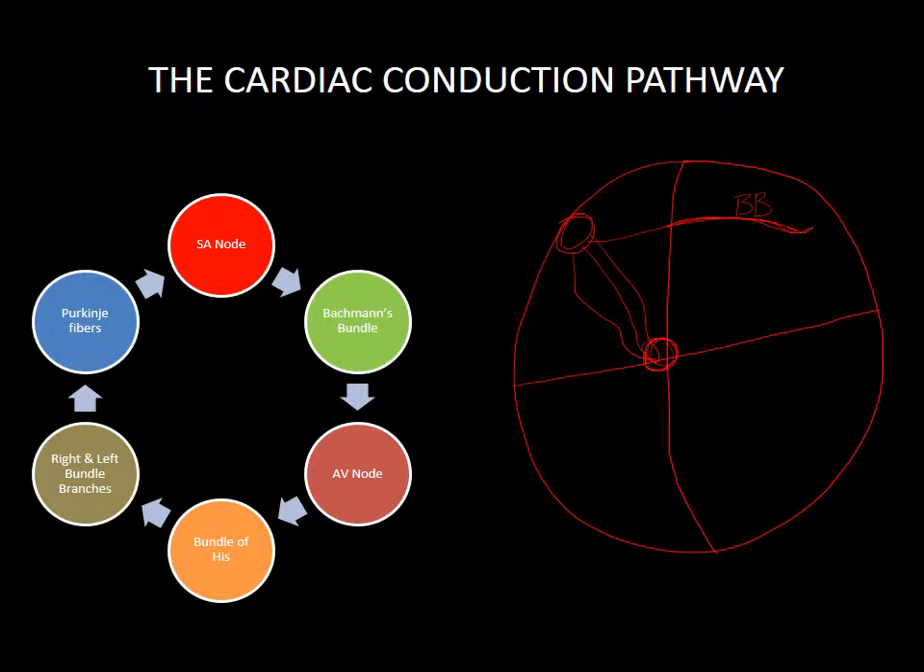Here's the AV node. The AV node will then become charged and will continue the impulses to the bundle of His, and it will branch off into the right and left bundle branches, essentially ending with the Purkinje fibers. So there we have a little bit about the cardiac conduction pathway. Let's move on to the next slide.